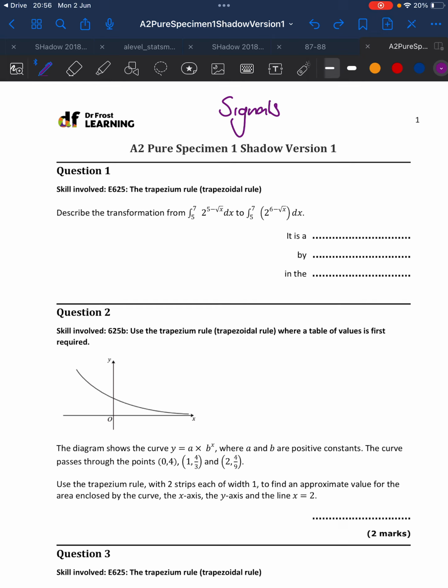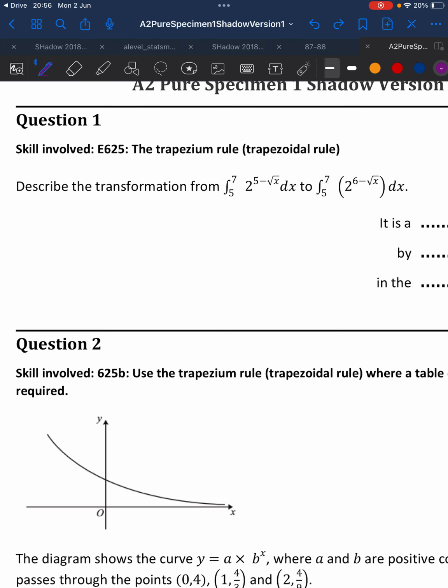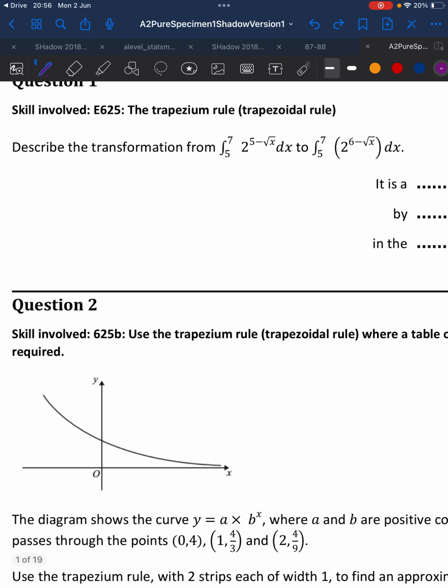So if any of the questions are from anywhere else, of course, that's all their questions. But I thought they'd be useful for us to talk a little bit about this. And along the way, I'm going to talk about why signals are important as well. What I'm not going to be doing is answering full questions. So here we go. The first question is about describing a transformation. It says describe the transformation from here to here.